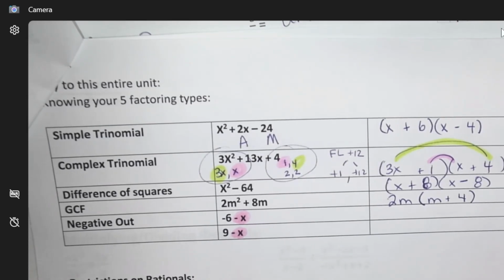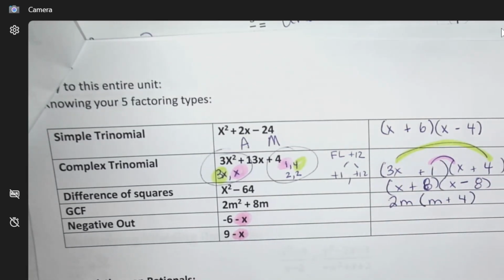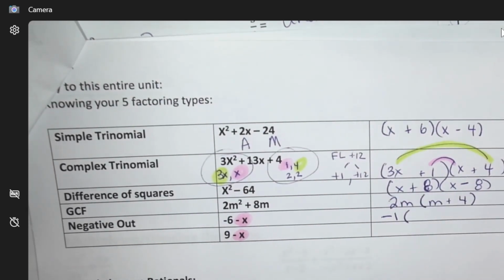I hate factoring. Do you notice how positive x, like everything that I started with was positive? I hate factoring when there's a negative variable involved. So what am I going to do? I'm going to negative 1 out. It's just a GCF.